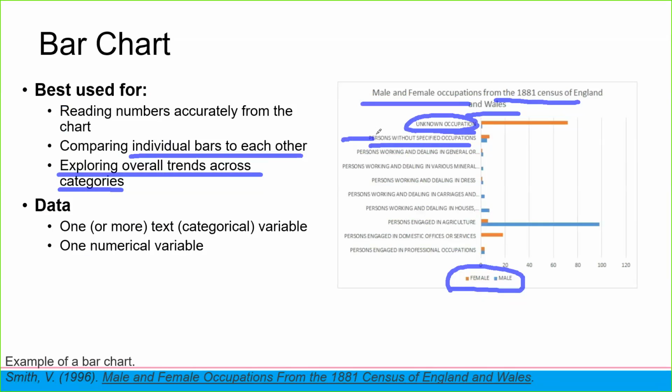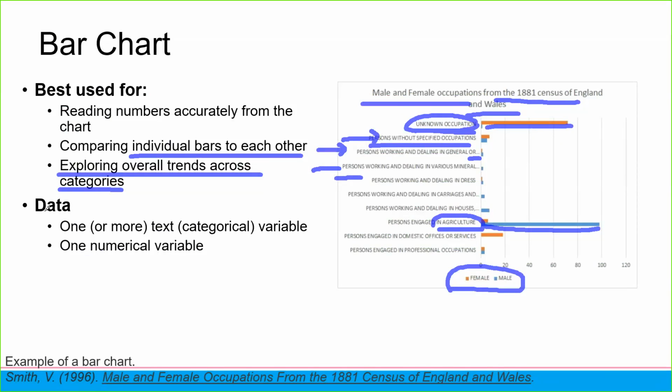Person without specified occupation. Person working and dealing in general, maybe organization. Person working and dealing in various minerals. Person working and dealing in dress, and so on. We want to see how many people have a certain occupation. The bar chart can help us understand. Oh, the males work in agriculture. Most males work in agriculture, and most females have unknown occupation. Maybe they could not define their occupation at the time.